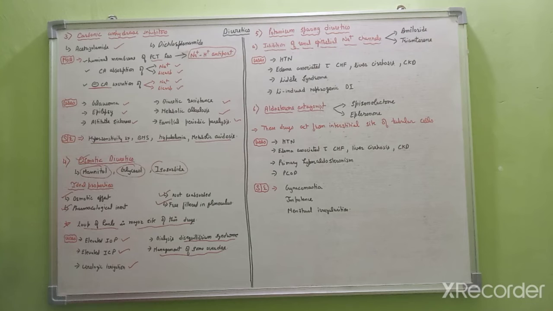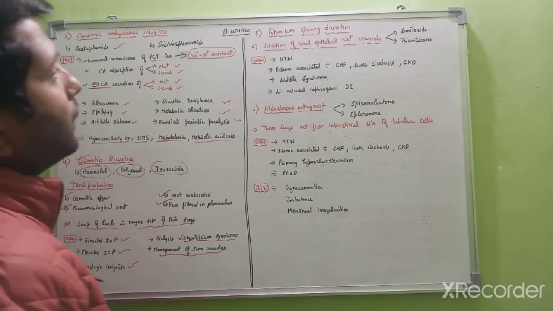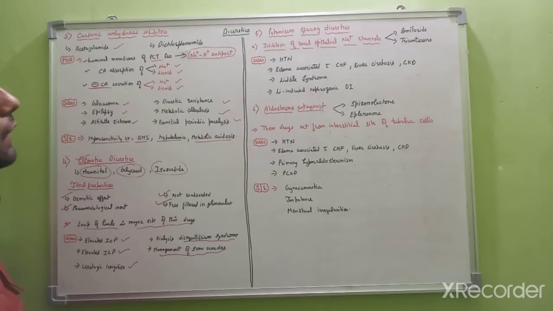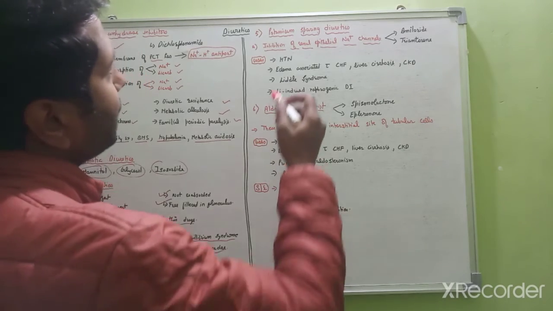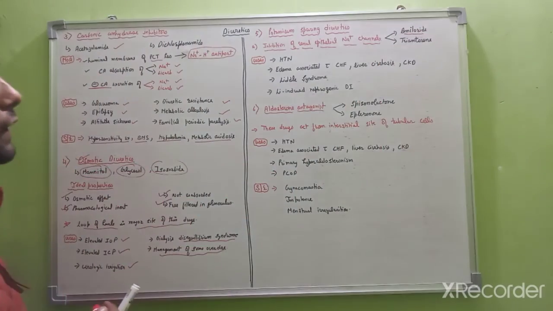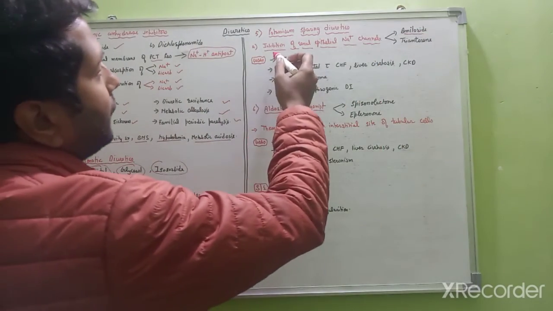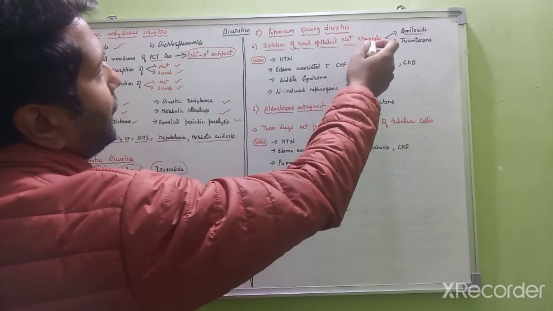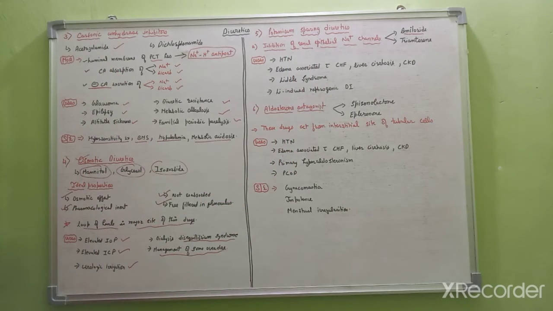So the next drugs in the diuretics are potassium-sparing diuretics. It means that these drugs will spare the potassium in the body, and except for potassium, all other ions will go out from the body. First in this category, the first drug is amiloride. The mechanism of action of this drug is the inhibition of the renal epithelial sodium channels.